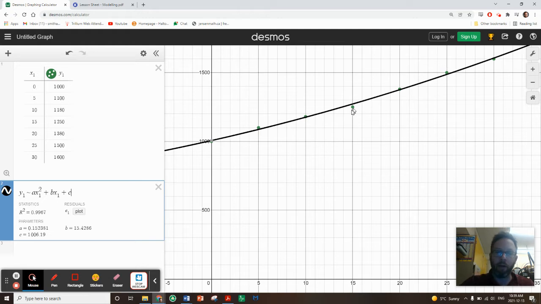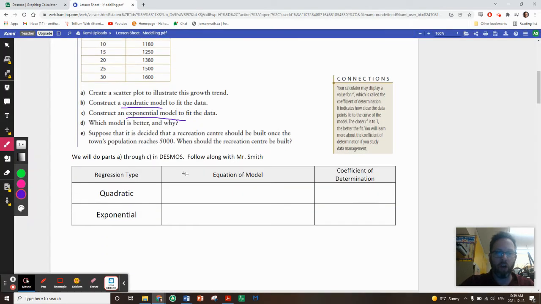The curve is a parabola. We can only see a small snapshot of it right now. And it gives you those parameters, the A value, the B value, and the C value. So I'm going to flip back to our note and get this equation copied out. The equation for our quadratic model was y equals, Desmos said our A value was about 0.15, our B value was about 15.4, and our value of C about 1,006.